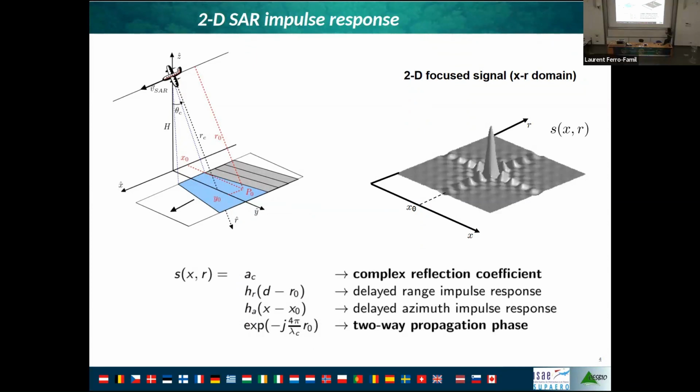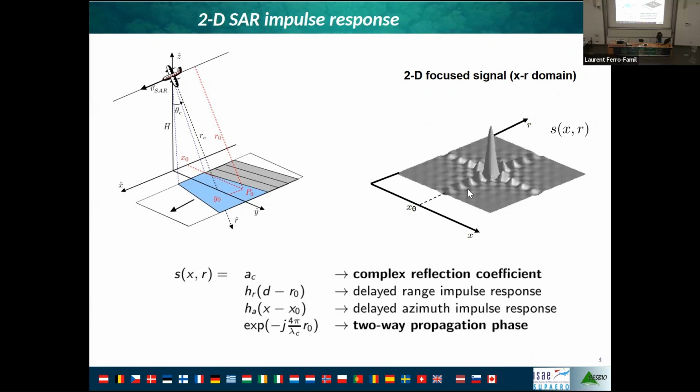So the expression here of this response is made of several parts. You have, of course, A, which is the amplitude of the response. The larger the amplitude, the larger the reflectivity of the object. You have this response here in range, which has the shape of a sinc, okay, which tells you at which range position, at which distance from the track your target is located.